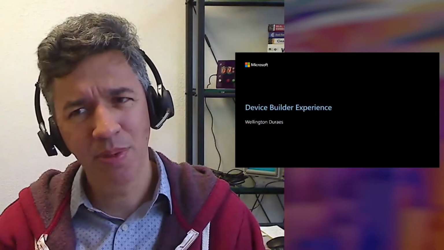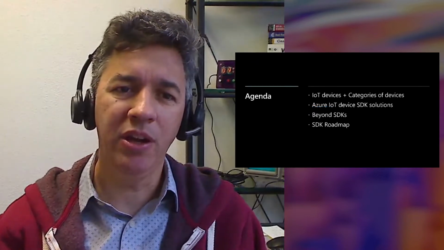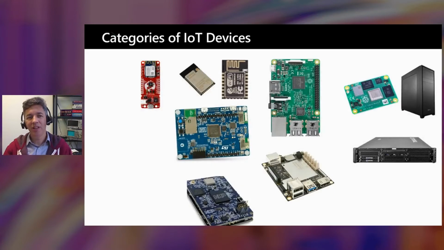Today, we're here to talk a little more about the device builder experience. I'm going to be covering a bit of the IoT devices, looking at categories of devices. Then we'll be looking at the Azure IoT Device SDK solutions for device builders. Then we'll be looking at what happens beyond SDKs. And finally, we'll close by looking at the SDK roadmaps. But let's start with categories of IoT devices.